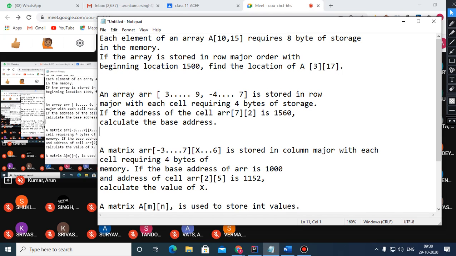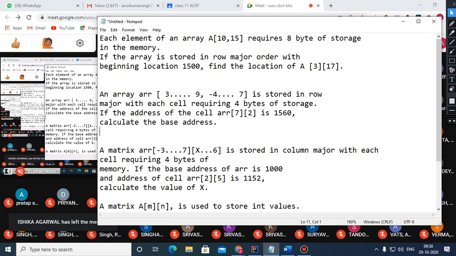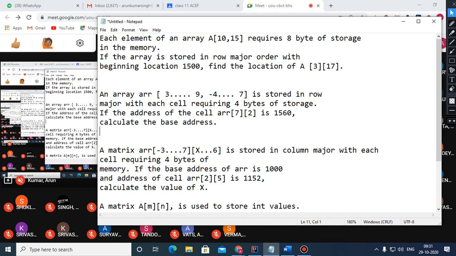Children, remember it is row measure. In such questions, these questions will be of 2 marks, and 1 mark will be for the formula which you need to write. And 1 mark will be for the working and the final answer.